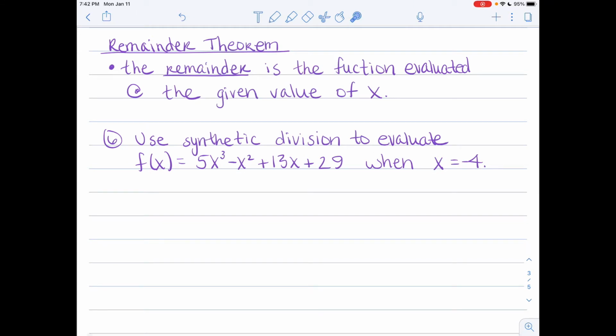We're going to evaluate at -4. So that means that whenever we set up our synthetic division problem, our k value is -4. We were given that. And then confirm that we have all terms, 3, 2, 1, and then a constant. So we're good there. And we're ready to write our coefficients: 5, -1, 13, and 29. Remember to leave plenty of space between each coefficient so that you know where one ends and the other begins. Don't shove everything together to where you can't tell where each number is.